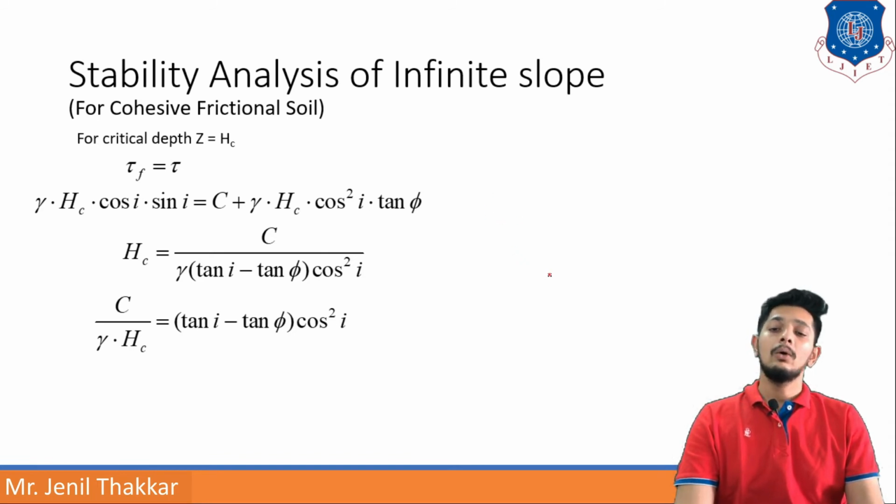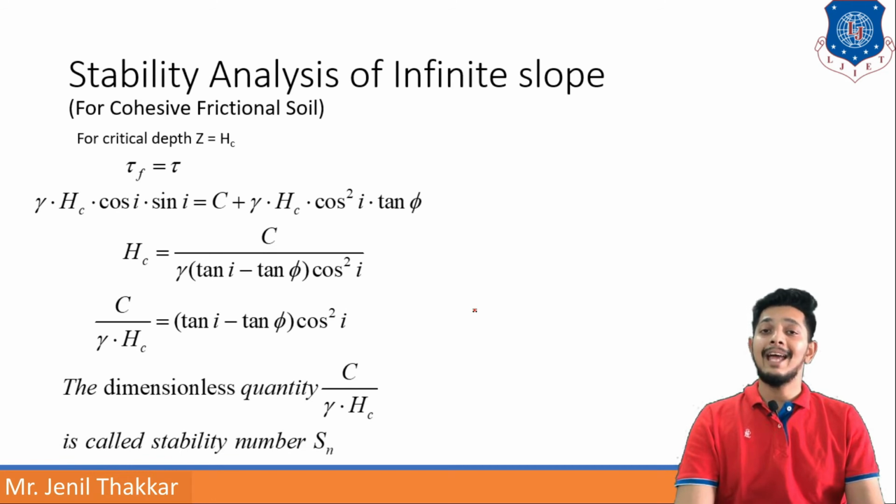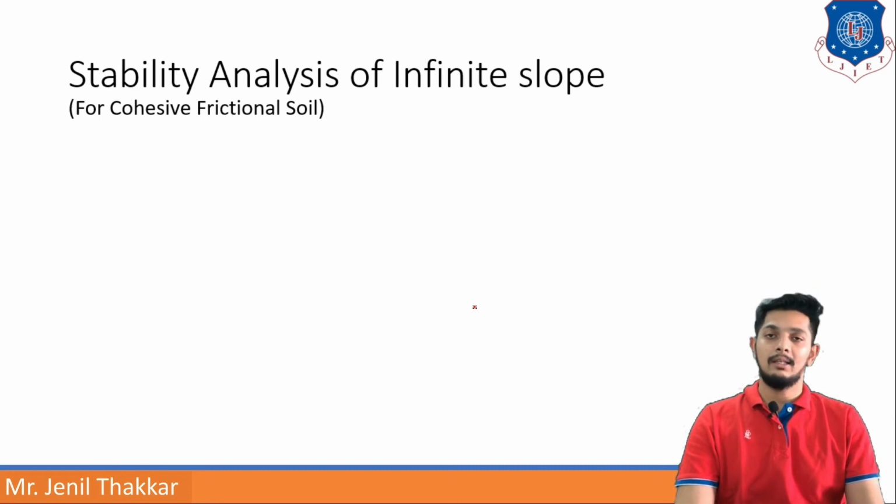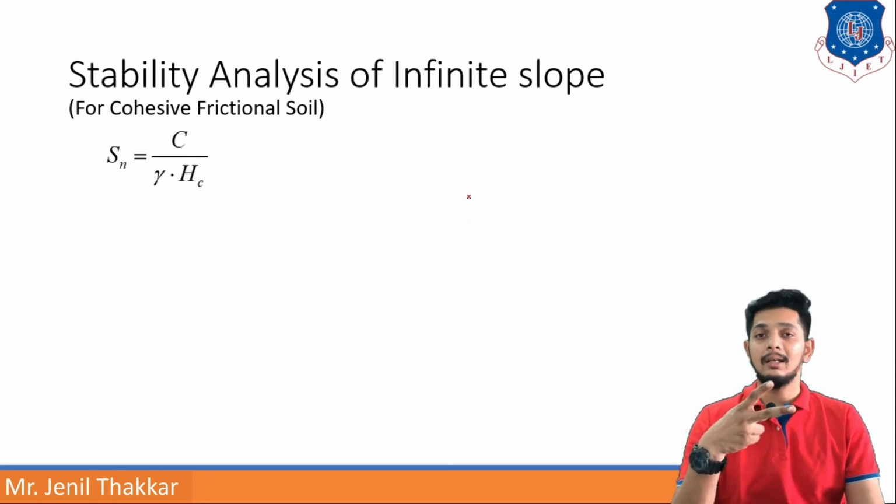Now, making C upon Hc into gamma the subject of the equation, we get C upon gamma Hc as (tan I minus tan phi) into cos square I, and C by gamma Hc is a dimensionless quantity. It is assumed as the stability number, also known as Sn. So we can write Sn is equal to C upon gamma into Hc. So here two new things are there: first we have learned critical height, and second one is stability number.